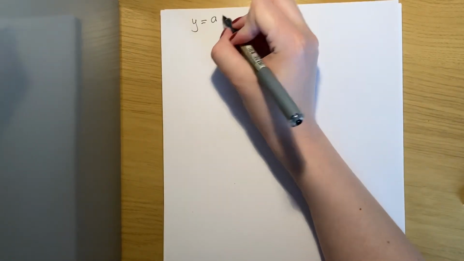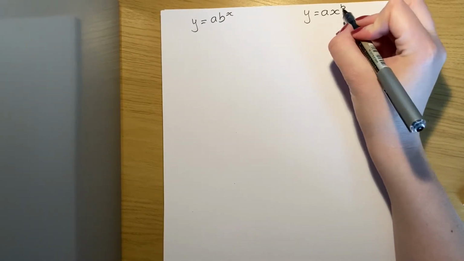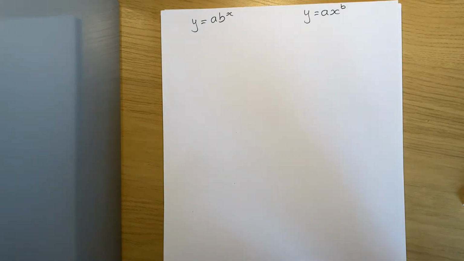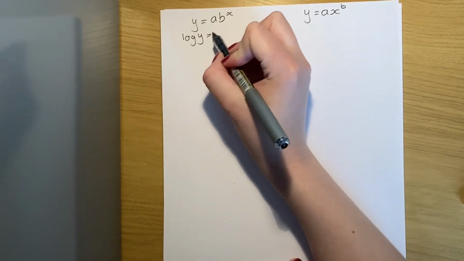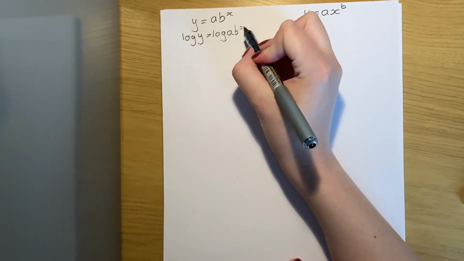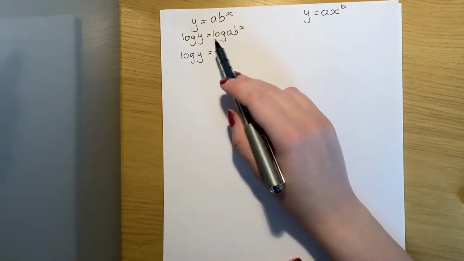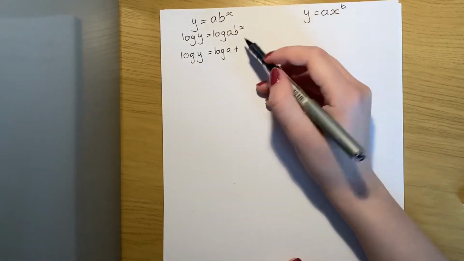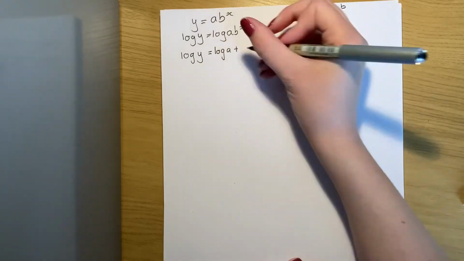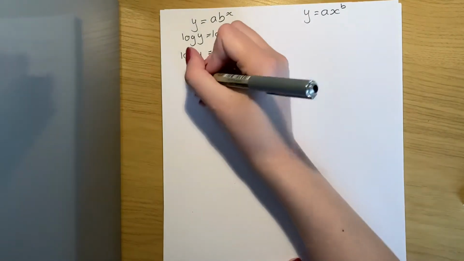To start with, just a quick refresher of the two types of exponential models we may have and how they translate into linear data. So I want to log both sides. Now my left-hand side stayed the same. Here I can use my multiplication rules to split this up. So it becomes log a plus log b to the power of x, but the x comes down in front. So it becomes x log b.